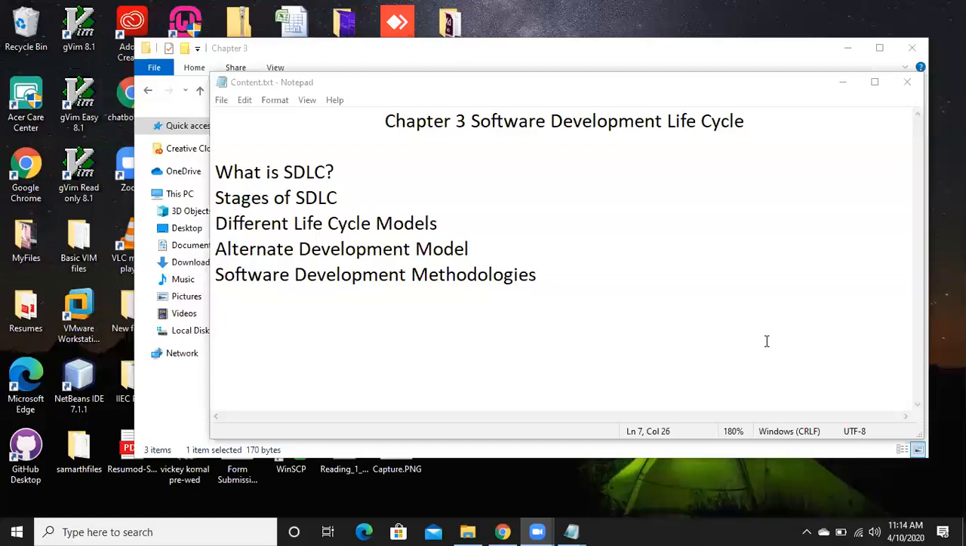In today's session, we will be moving forward into our third chapter. Our third chapter is all about system development life cycle. What are the stages involved in system development life cycle? What are the different models which we have to keep in mind while developing a particular system, right?